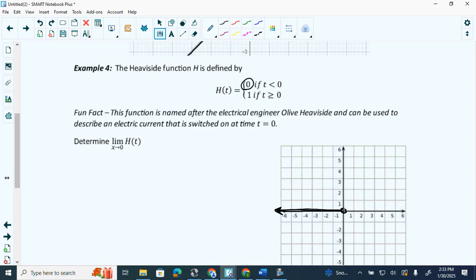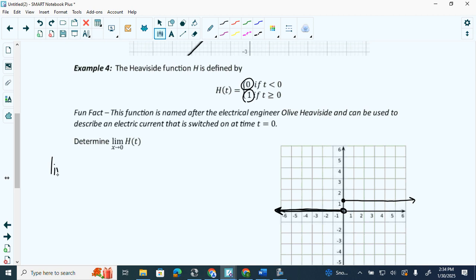Okay. Right? So this is an electric current that is switched on at time t equals 0. Then when t equals 0 starts, the current is at 1. So it's a closed dot, and then it runs this way. The only examples I've given you so far of limits, from the left and the right, approach the same value. Okay? Does this one approach the same value? No. So I want to show you something.